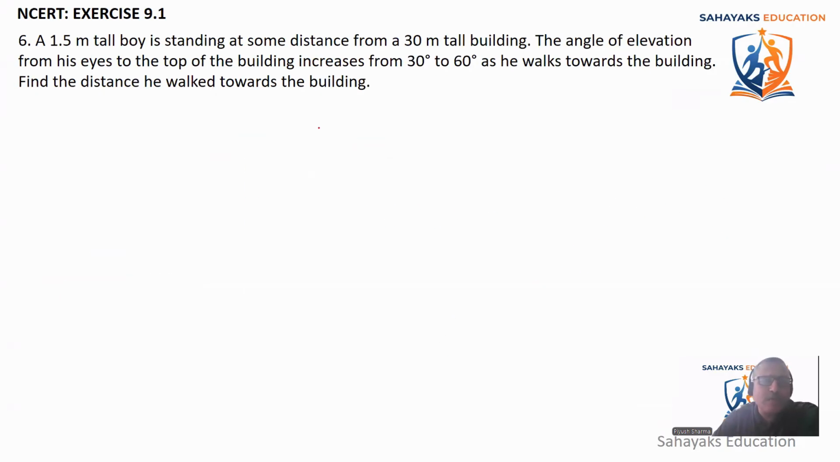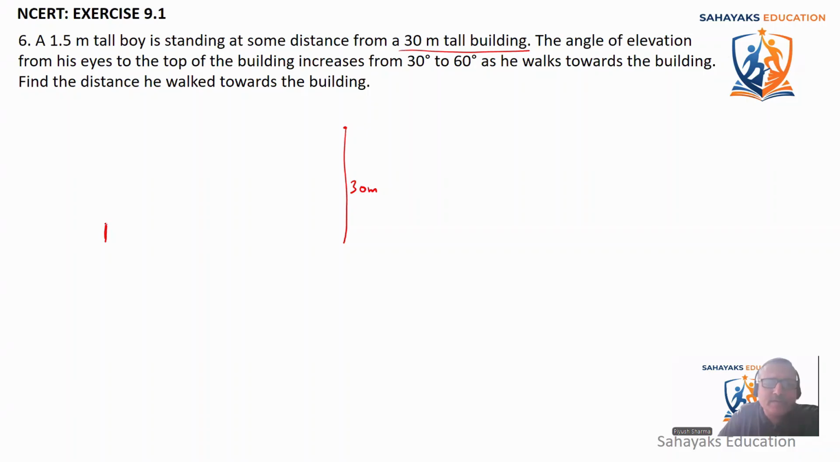A 1.5 meter tall boy is standing at some distance from a 30 meter tall building. Okay, so there is a building which is 30 meter tall. I'll just take this as a building. We know the height of the building is 30 meter tall, and the boy is 1.5 meter height. So I just say this is the boy whose height is 1.5 meters. And the angle of elevation from his eyes to the top of the building increases from 30 degree to 60 degree as he walks towards the building.